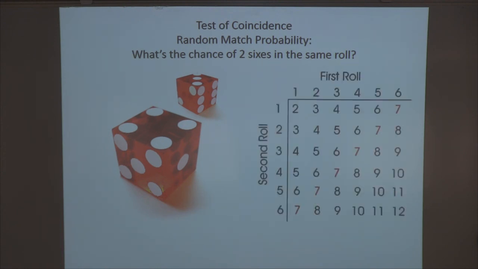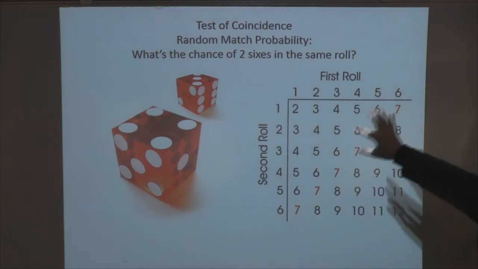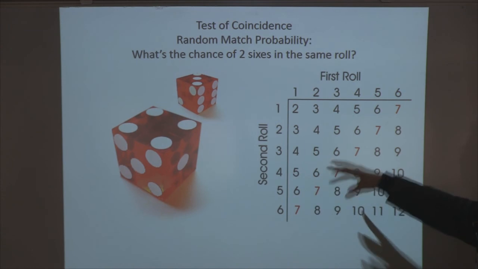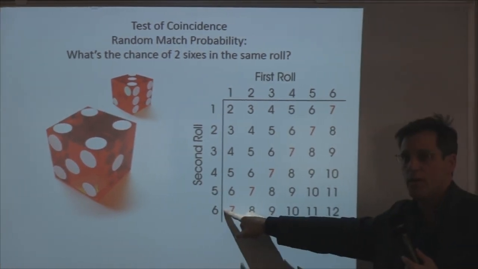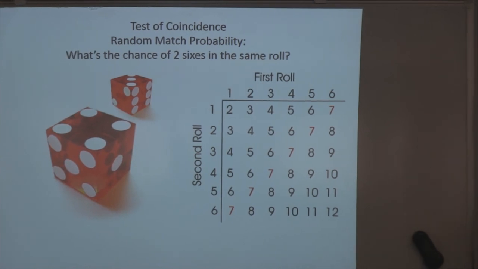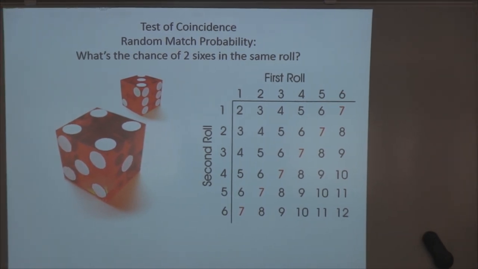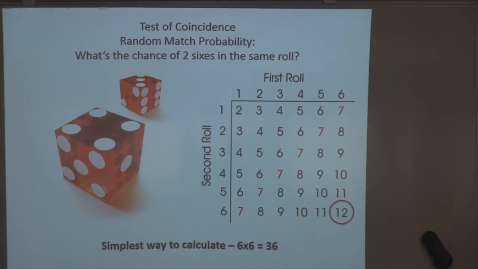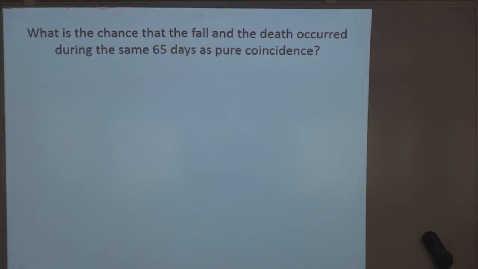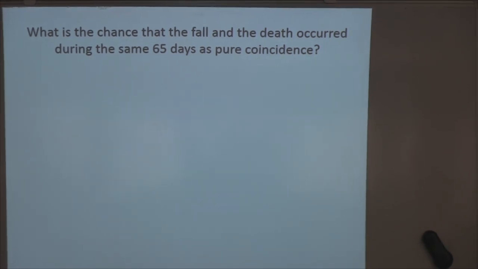1 in 36, precisely. You can use a craps matrix to find out all the combinations of rolls. You can have a 1 and a 2 and a 3 and whatever, but there's only one 6 and a 6. So instead of having to do with just one die probability, you actually multiply them. It's very simple. We do the same thing with our 65 days. What's the chance of these two events being unrelated and thus occurring during the same 65 days, the death and the fall?